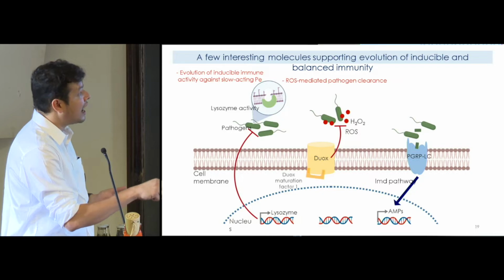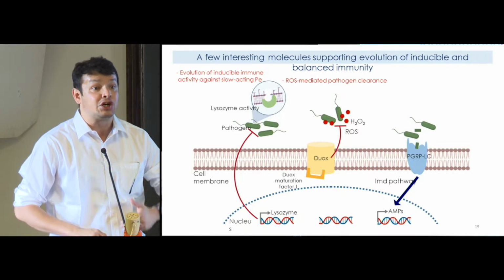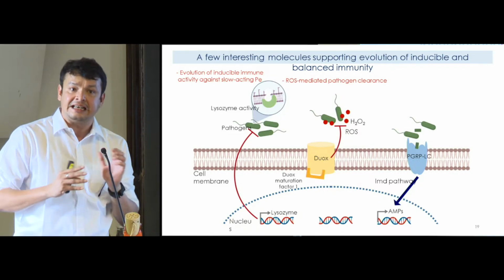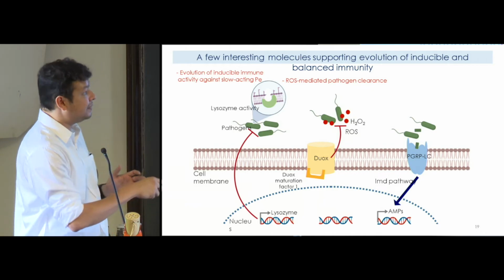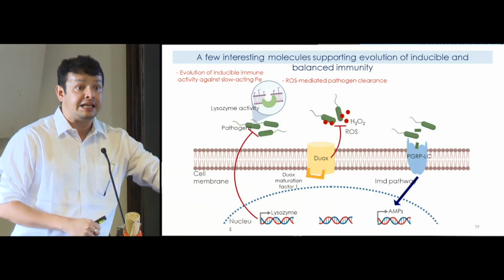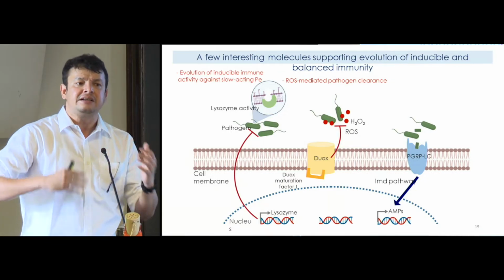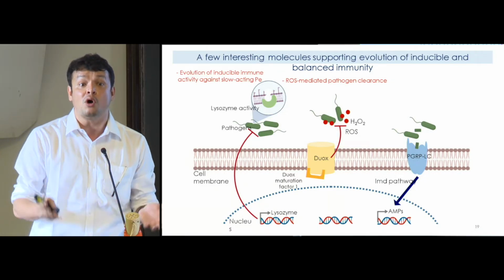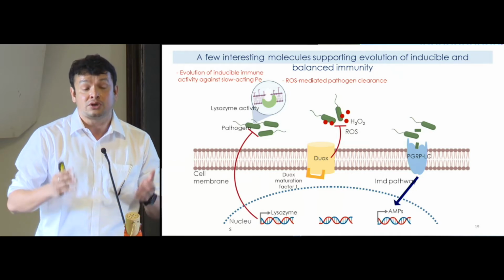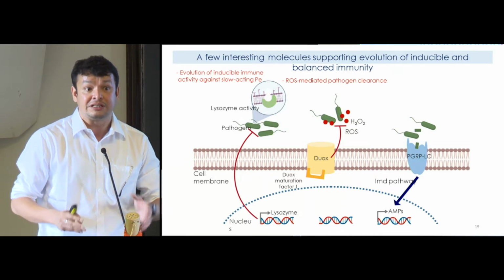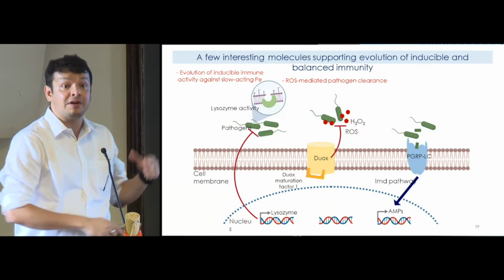It also shows that they have increased ROS-mediated pathogen clearance. This is a slightly interesting observation, because at the same time that they have been evolving slow-acting inducible molecules, they also have ROS-mediated clearance. But a basal level of ROS production is perhaps important for the organism to sustain, because it is also an important part of our immune system.